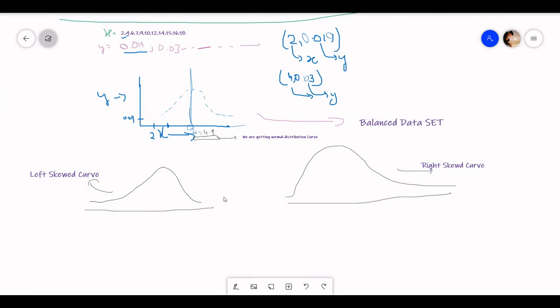In my next video, I will talk about what skewness is and the types of skewness. We have two types of skewness: one is the left skewed curve and the second is the right skewed curve. And how our mean and median play an important role in knowing the type of skewness.